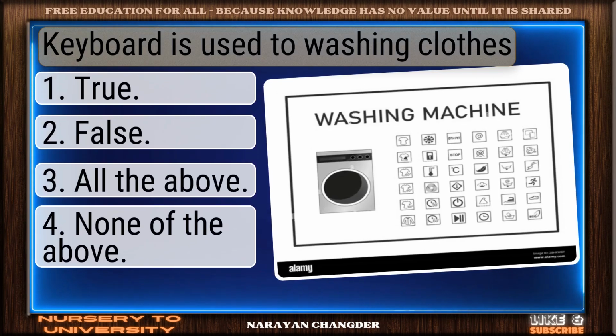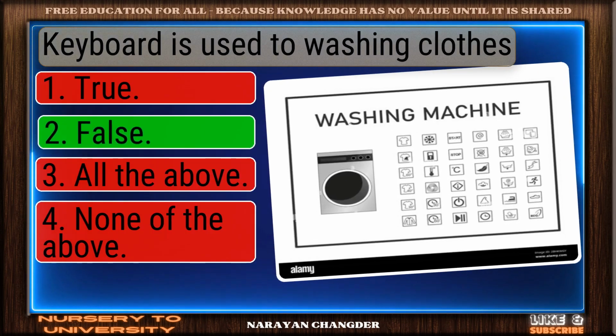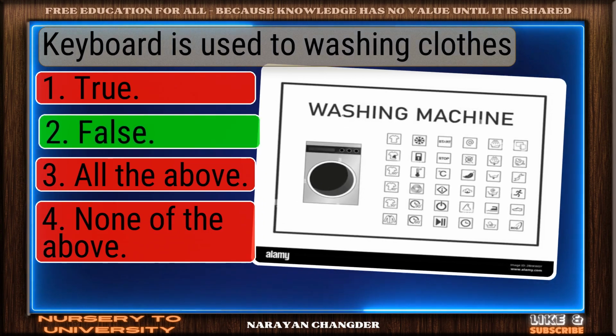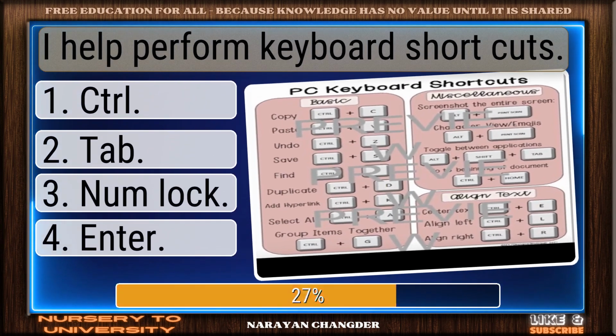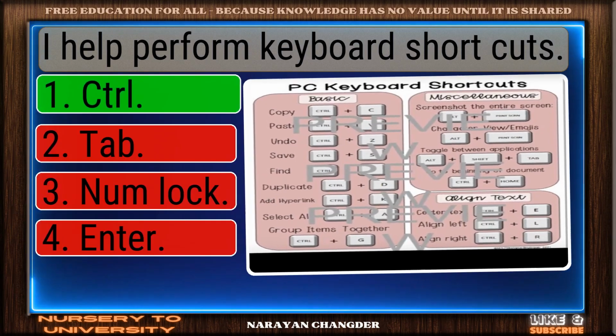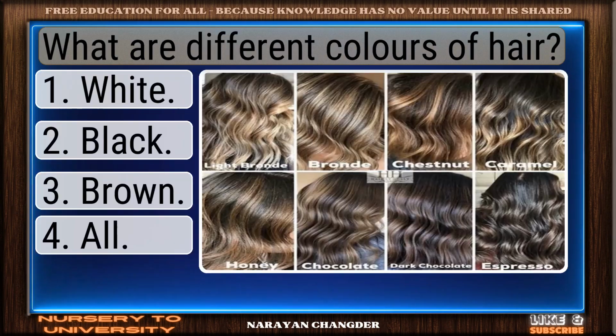Keyboard is used to washing clothes. You chose false, and it is correct. I help perform keyboard shortcuts. Great job. Quetril is the accurate answer.